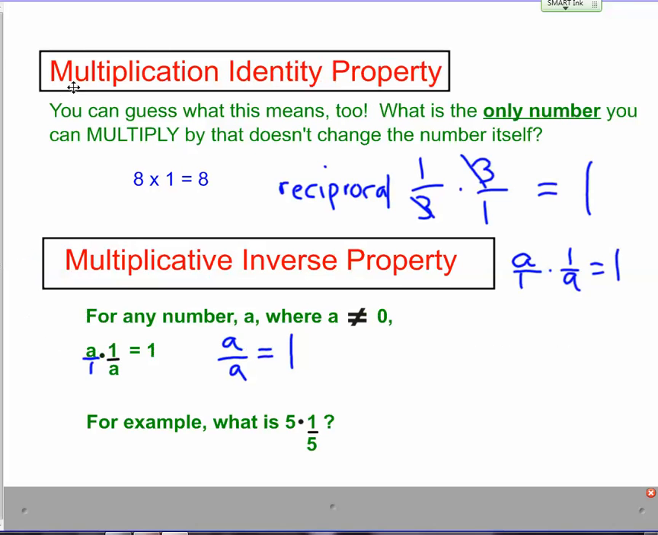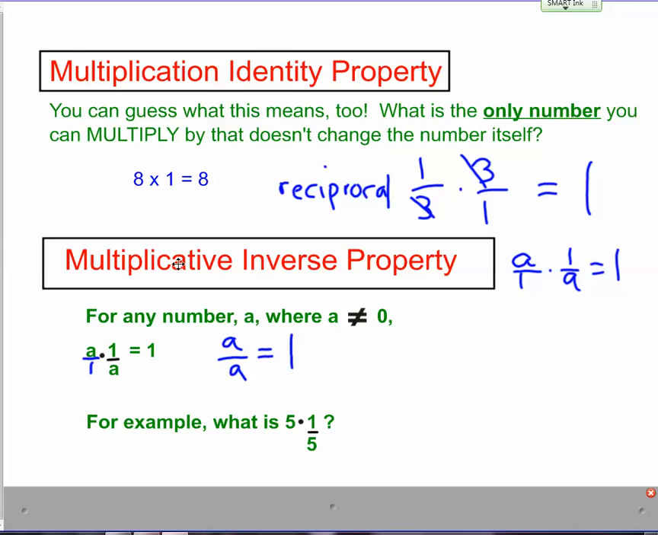Okay, two more properties we looked at. This one you guys actually already knew. The multiplication identity property just means that when I multiply any number by 1, the number doesn't change. So 8 times 1 is 8. A million times 1 is a million. The only number that I can multiply by and not change that number is 1. So it's called the identity because 8 still stays 8 if I multiply by 1.